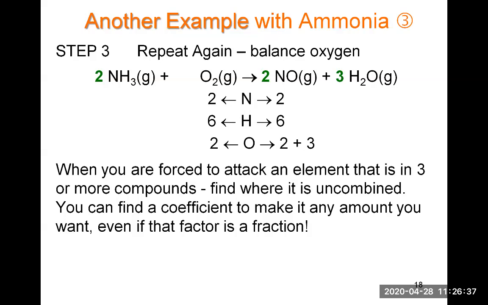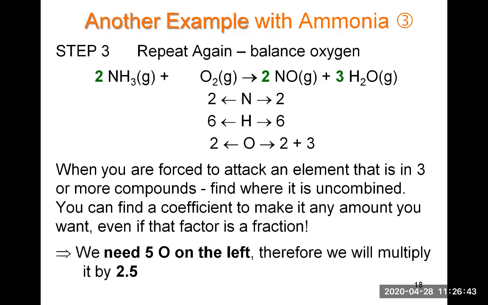So we have 5 oxygen on the right, and we need 5 on the left. To have 5 on the left, we will need to multiply by 2.5 the molecule of oxygen. So you will add a coefficient of 2.5 in front of O2. And this way we will balance oxygen without disturbing the number of nitrogen and hydrogen.